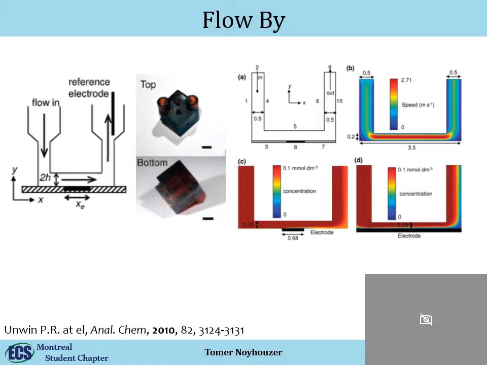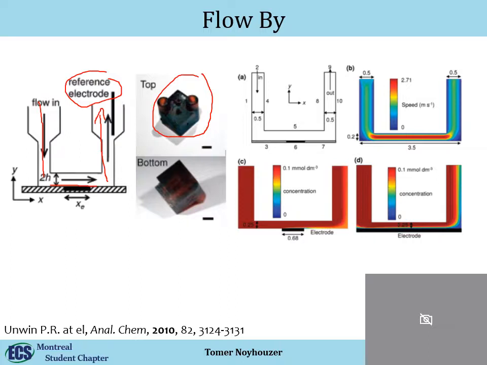The other approach, which is very simple and very nice, is a flow-by, and this is by Unwin. Again, from England, I guess. So what he did is he printed or fabricated this cup that is open on the bottom, and this cup has a flow in, flows by its electrode and flows out, and he placed his reference electrode downstream. We just talked about it. So if there's any contamination, the contamination will go from the reference electrode out and not to the place where we're performing the measurement itself, the working electrode.